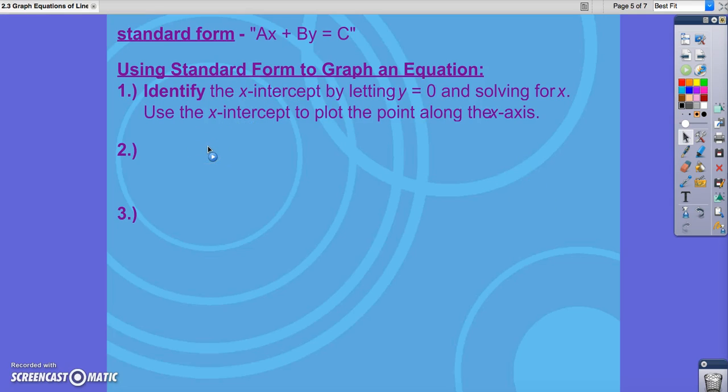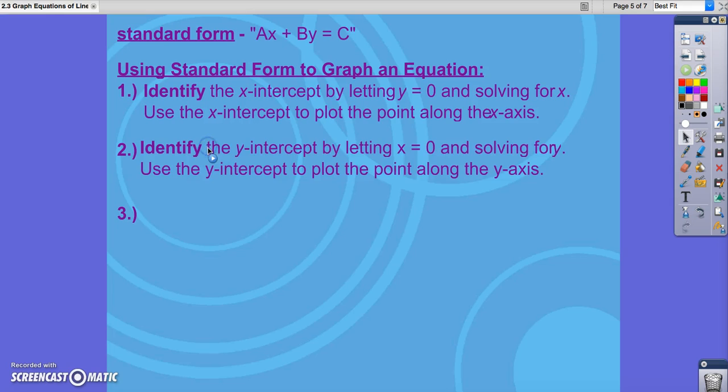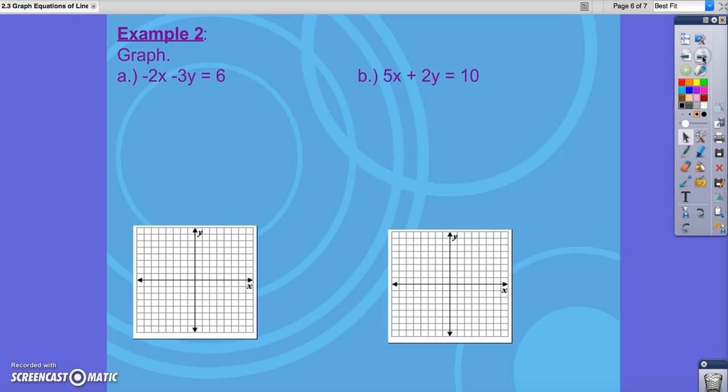Well, if we do that for x, we have to do the same for y. Go back to the original. Identify the y-intercept by letting x equals 0, solving for y. Use the y-intercept to plot the point along the y-axis. Finally, draw a line through the 2 points. So in this method, you're only doing 2 points, one on each axis, and connecting them. Now I said we take it for granted. We don't really use this method that much, but sometimes it comes in handy. If it's in standard form, it might not be bad to keep it that way and plug the points in. Why rearrange the equation to get y equals when it's not that difficult of a method?